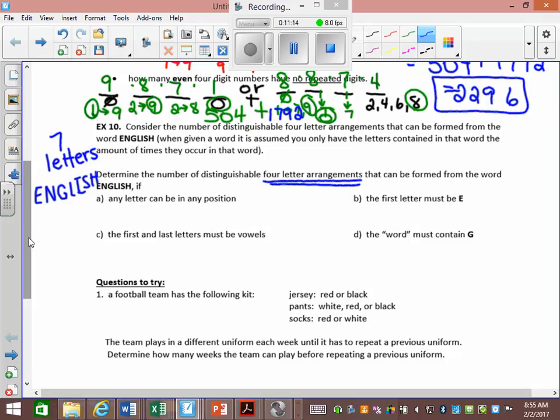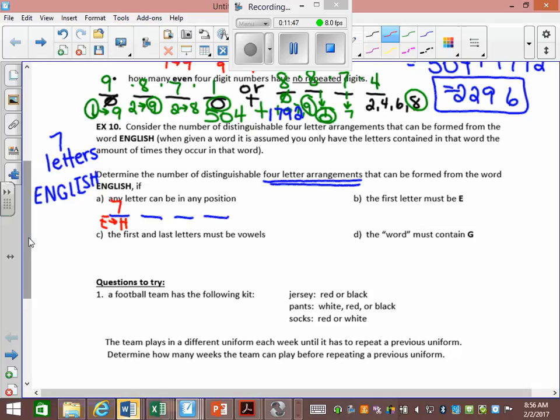Okay? All right. Any letter can be in any position. So we have 4 blanks: 1, 2, 3, 4, because we're doing a 4-letter word, which means every blank can contain 1 letter. Are there any restrictions on this? No. So this blank here actually has the letters from E to H. Every letter. So you could spell them all out, E-N-G-L-I-S-H would be all the options below it, right? Which means I have 7.